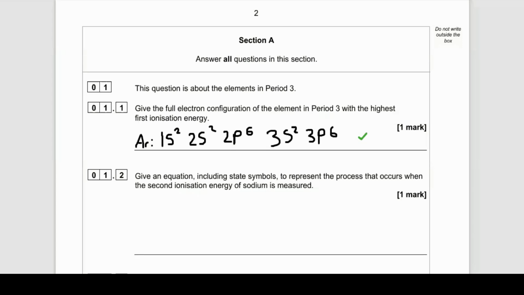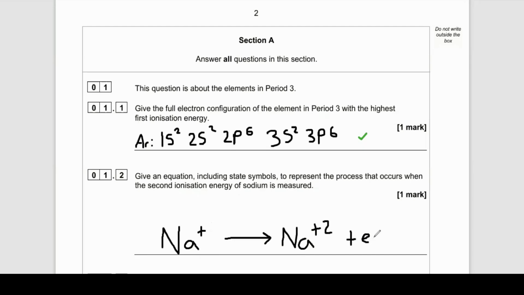So 1.2 says give an equation including state symbols to represent the process that occurs when the second ionization energy of sodium is measured. So one electron's already been removed, which means that sodium is going to be a positive ion in this situation. Okay, now we want to remove another electron. So we just draw an arrow and we go to Na 2 plus now, because it's now had the second electron removed. And then we have to show that electron that's just been removed.